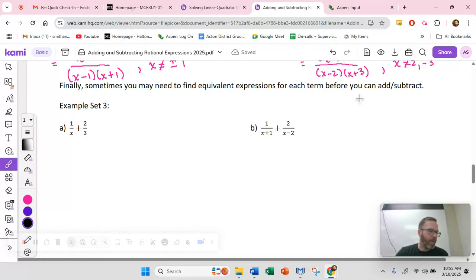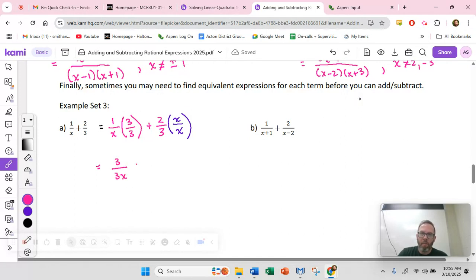So I'm going to write this one this way. What does the 1 over x need? It needs a 3 on the bottom. So let's multiply top and bottom by 3. What does the 2 over 3 need? It needs an x. So let's multiply by x over x. We're just multiplying the denominators together to get a good common denominator. And in this case, that's just 3x. So we get 3 over 3x plus 2x over 3x. It's the exact same question, just reframed, rewritten with a common denominator.